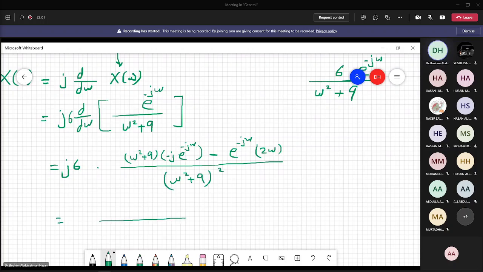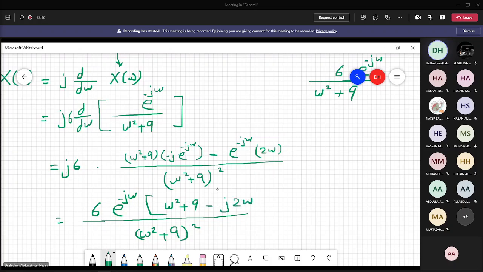So then it is equal to, okay, from here, I can take 6 common. Also, I have e to the power of minus j omega, I can take it common. So here we have j multiplied by minus j, so then it is positive. So we are left with omega square plus 9. And from here it is minus j2 multiplied by omega. And that's all.